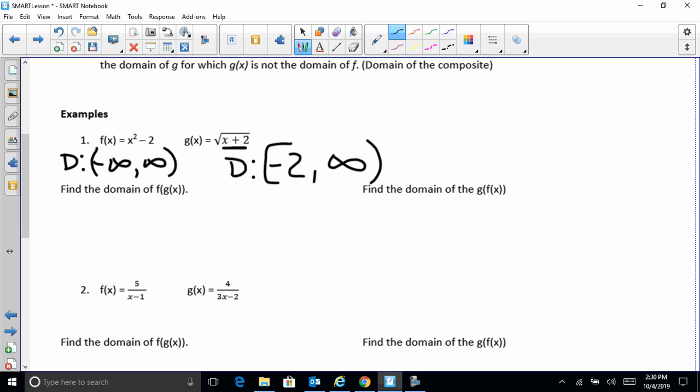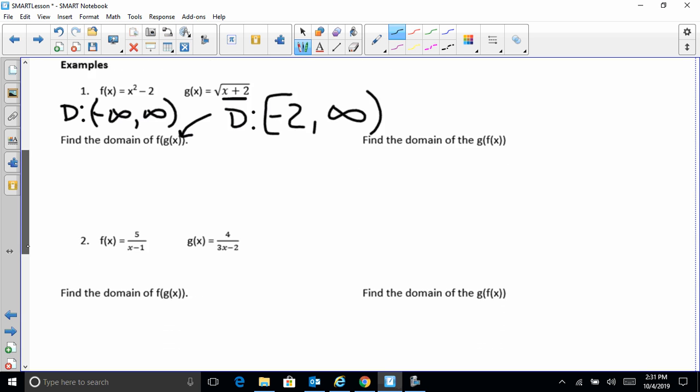So now that we know those two, we're looking at our function, our f of g of x, our composite function there. So we're plugging in the g. So that already has a restriction. So we have to keep that restriction in mind because that's going to be part of our composition. It's going to be the restriction on our composition as well. So right now we know for sure we have to be negative 2 or greater.